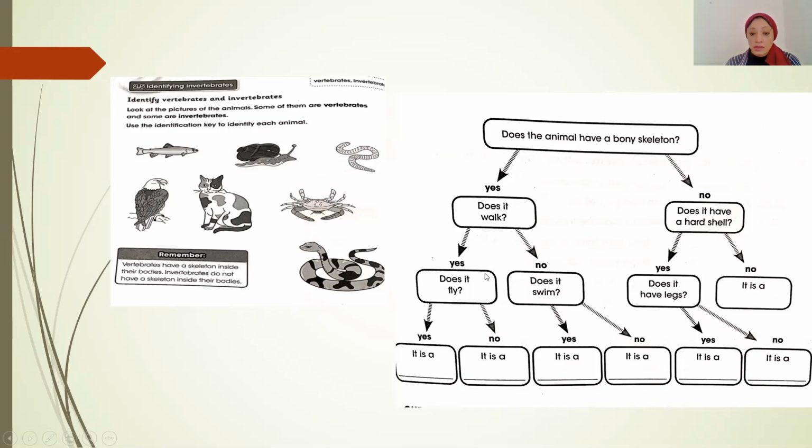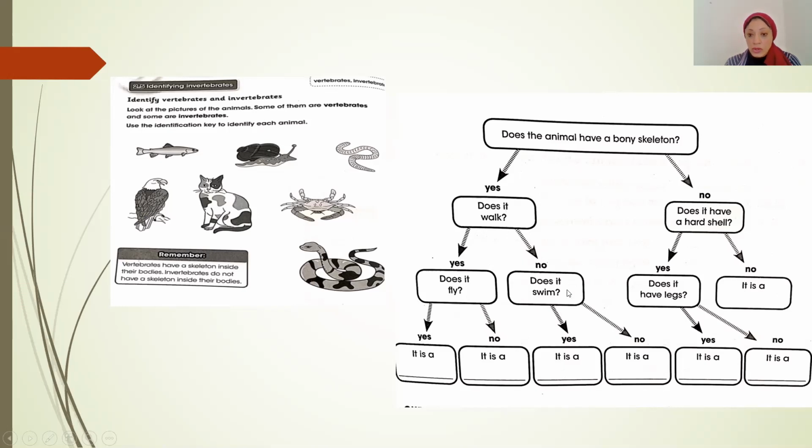If the answer is yes, does it fly? Which one of them can fly? Only the eagle. If yes, the answer will be eagle. If no, the answer will be the cat. If the answer is no for the question, does it walk, you have to choose between fish and snake.